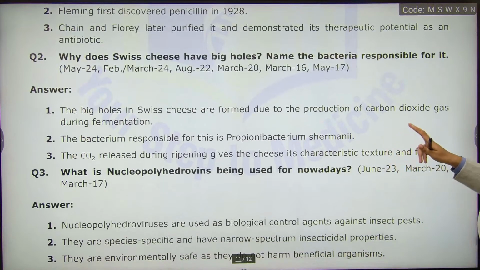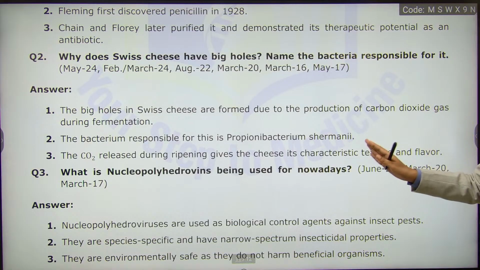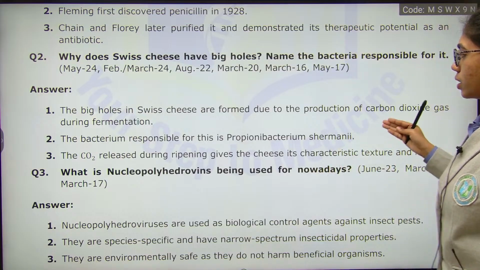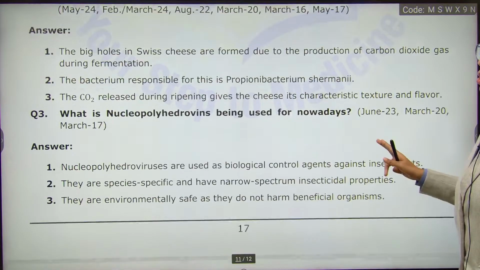Swiss cheese is made by Propionibacterium shermanii and a large amount of carbon dioxide will be released, that is why big holes are formed in the Swiss cheese.